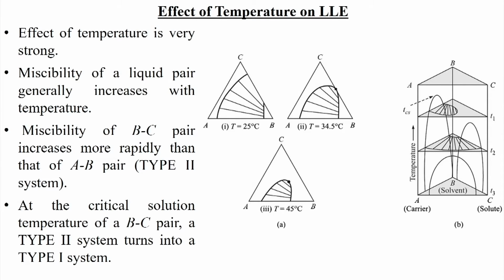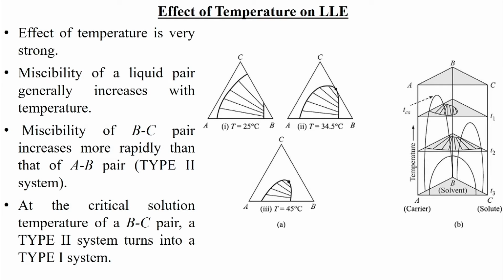So, the first thing that we will be discussing is the effect of temperature on liquid equilibria. The effect of temperature is very strong actually in this liquid equilibria. The miscibility of a liquid pair generally increases with temperature, and the miscibility of the BC pair increases more rapidly than the AB pair in the type 2 system.